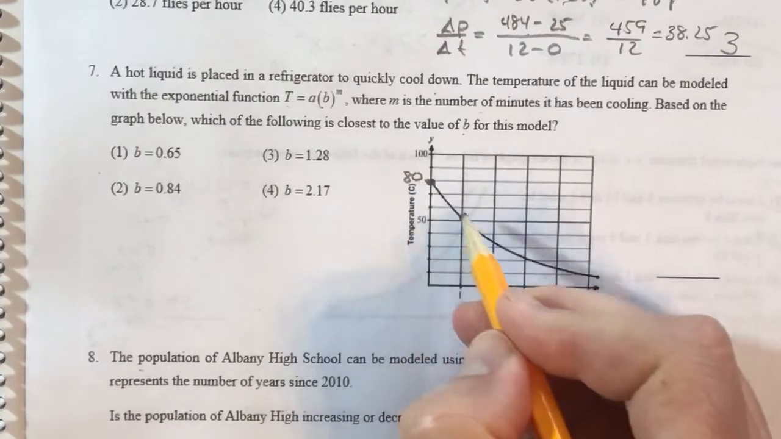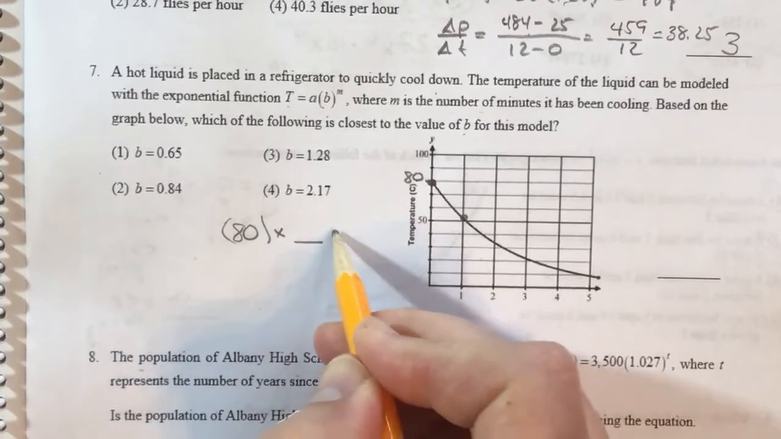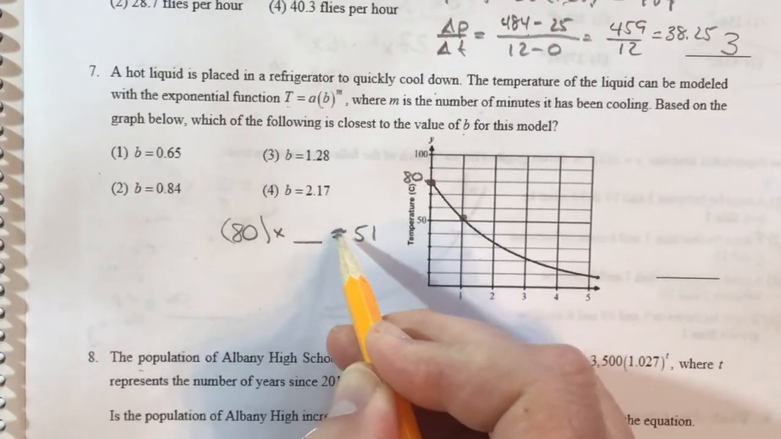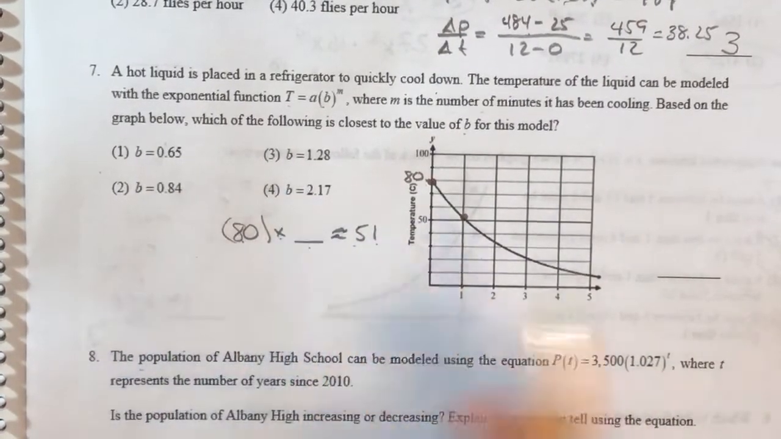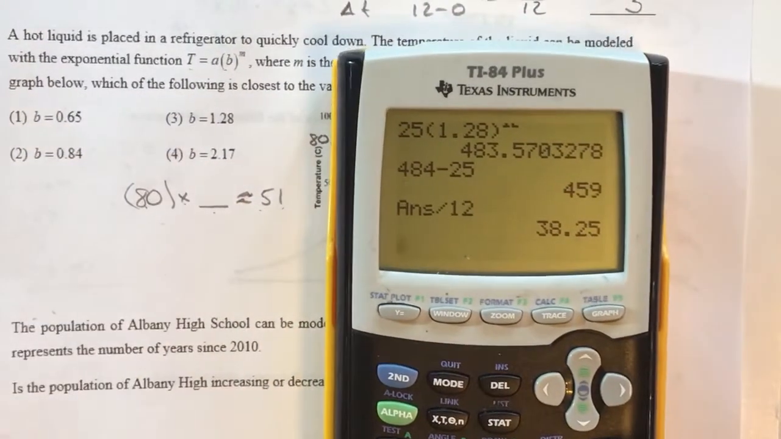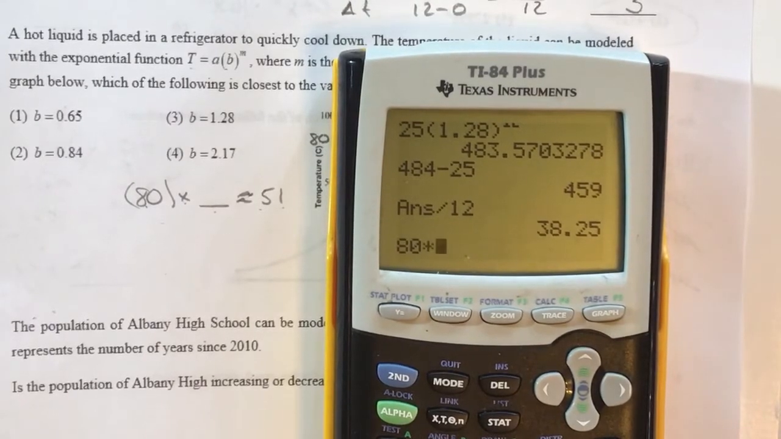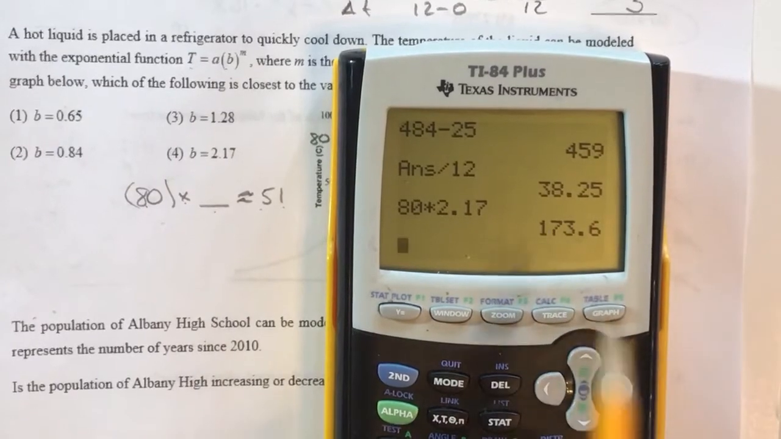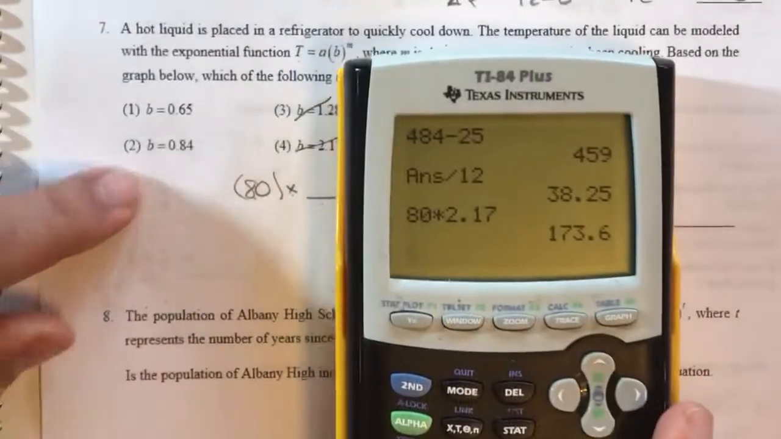So I just need these two points. I went from 80, multiplied it by something, and got something just a little bit above 50. Maybe it's 51, approximately. So 80 times what gives me about 51? It's one of these choices, so let's just try them. I know this is the wrong answer. How do I know? Because if you take 80 and multiply it by 2, it's going to get bigger. It's going to grow, and this is decaying. So it can't be this one, it can't be that one either. It's got to be one of these two.